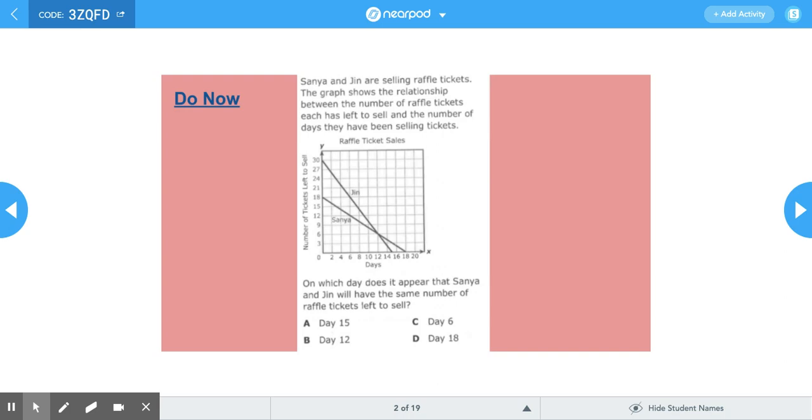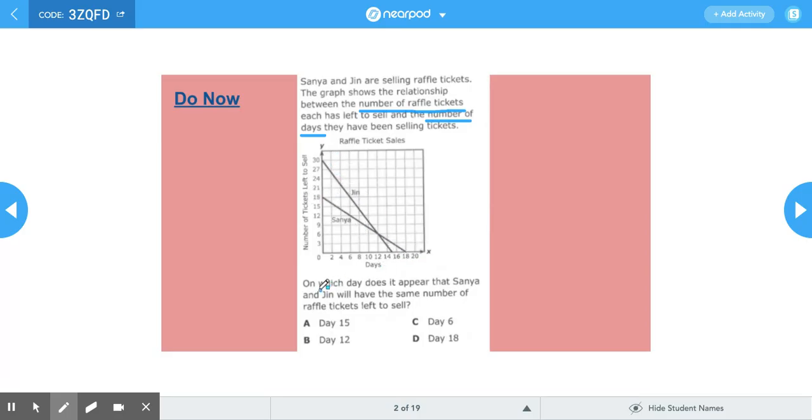We're going to be working on proving that triangles are similar by finding the slope of the hypotenuse of the triangles. And so our do now for today reads: Sonia and Jin are selling raffle tickets. The graph shows the relationship between the number of raffle tickets each has left to sell and the number of days they have been selling tickets. And here's our graph. Jin is this line right here, and Sonia's is this line right here.